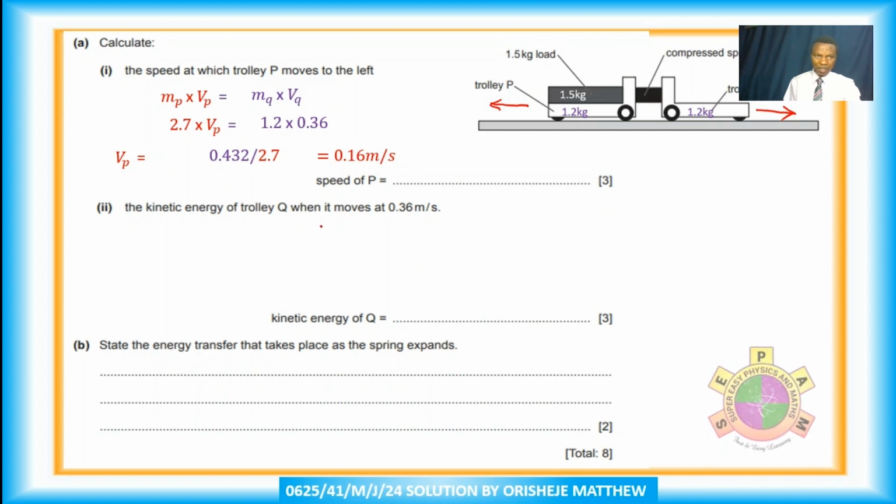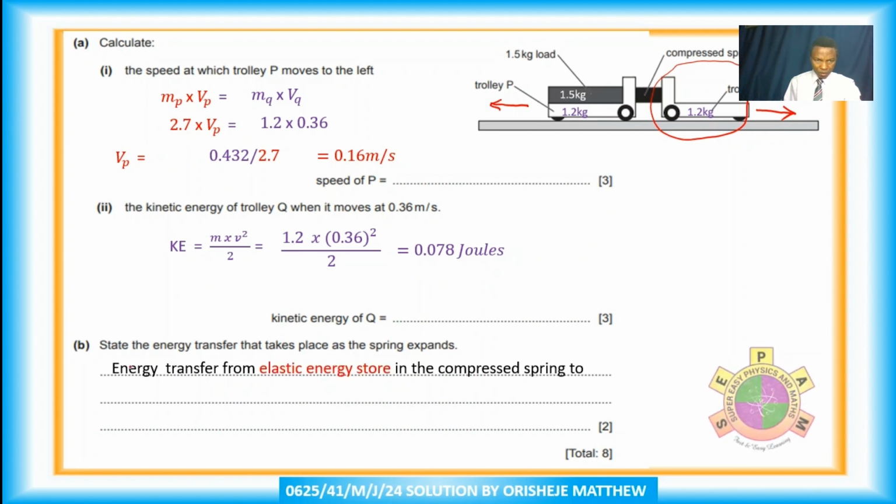Next, what is the kinetic energy of trolley Q when it moves at the speed of 0.36 meter per second? So we are interested in the kinetic energy of this trolley. The kinetic energy, KE, is equal to the mass of the trolley multiplied by the square of the velocity of the trolley, divided by 2, and that gives 0.078 joules.